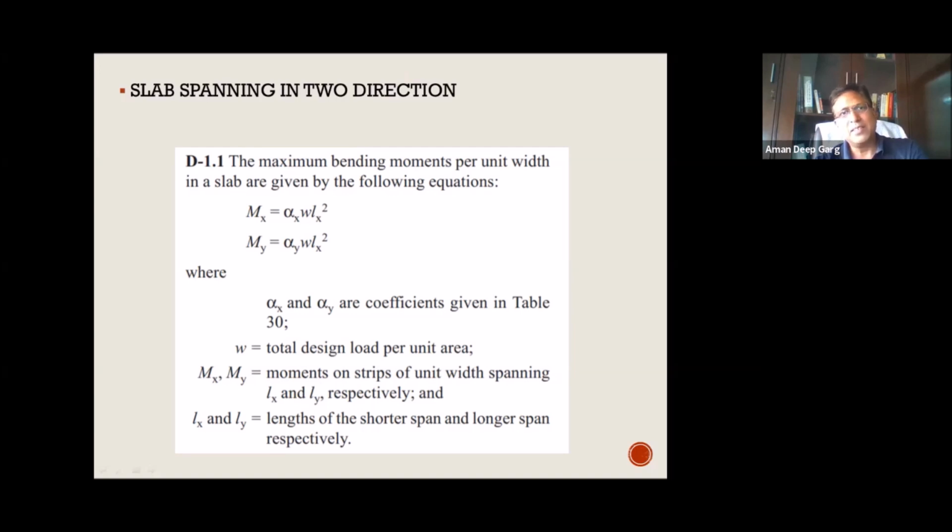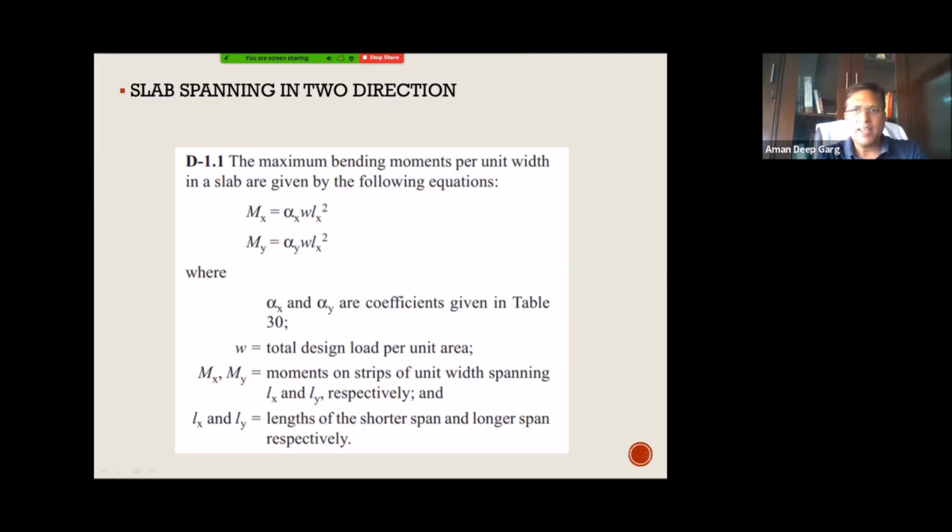Some of the engineers know that the smaller span would be dominating, or the smaller span would be the main span, but they did not know why. So I have tried to explain why the smaller span is the main span, and you can see in the formula that when we calculate bending moment, we are using only the smaller span, Lx square, and we are changing the coefficient of bending moment. In the smaller direction, your coefficient is alpha x. In the larger direction, your coefficient is alpha y, but your length is the smaller one only.